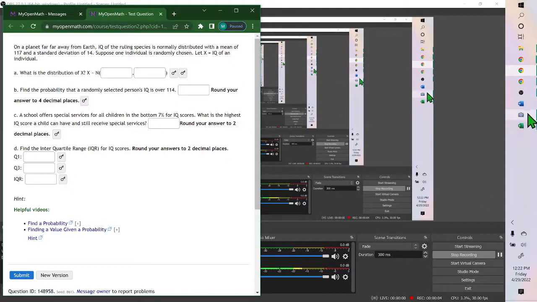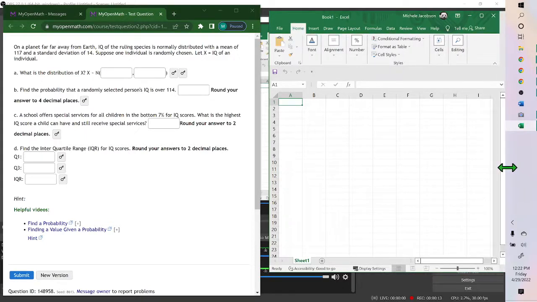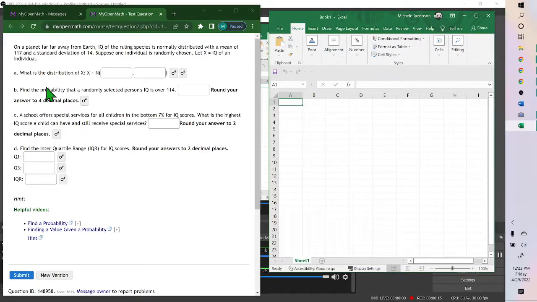Look for this problem. You could use Excel or the TI-84, but I think Excel is pretty simple. So the first part: on a planet far, far away from Earth, the IQ of the ruling species is normally distributed with a mean of 117 and a standard deviation of 14. Suppose one individual is randomly chosen. Let X equal the IQ of an individual.